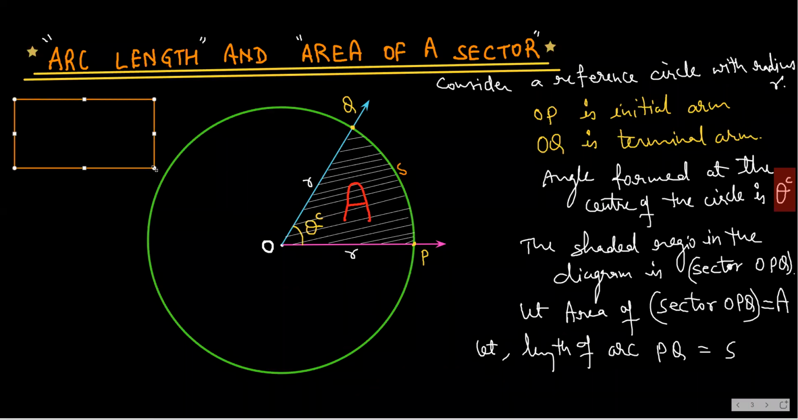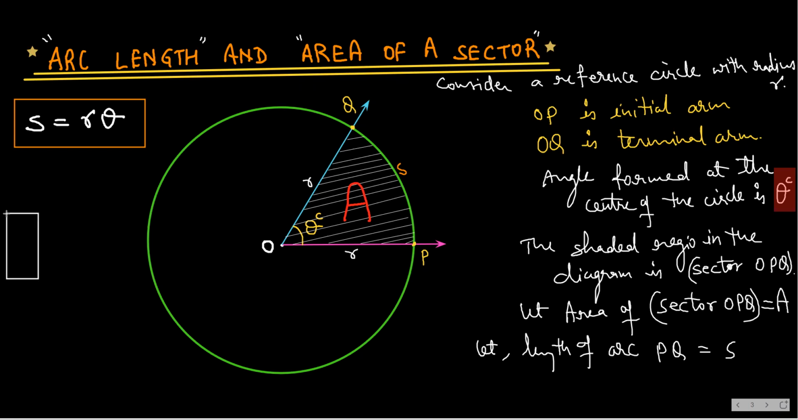The first formula I will write is for the length of the arc, and that formula is S equals R into theta. You just have to multiply R with theta. R multiplied with theta will give you the length of the arc.